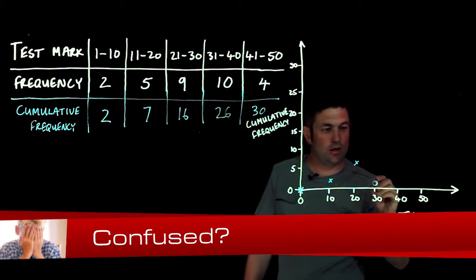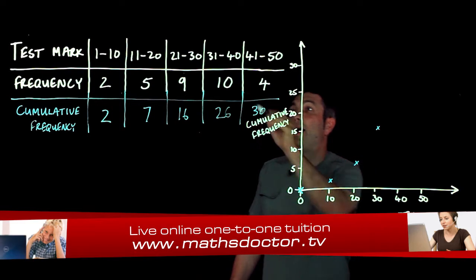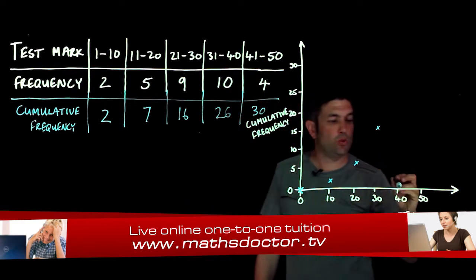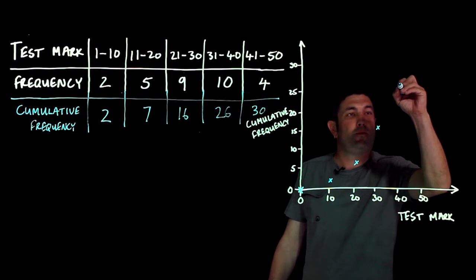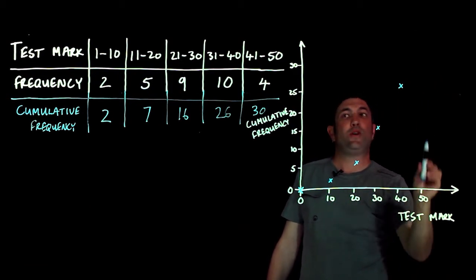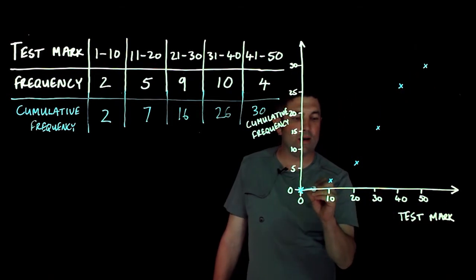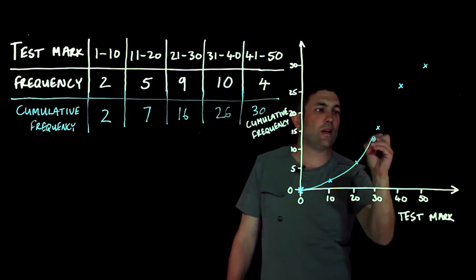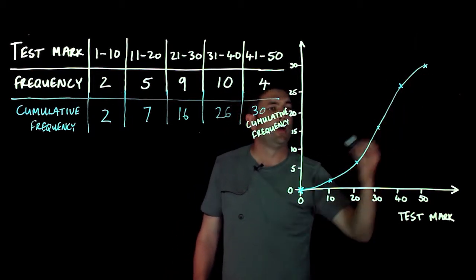30.5 and 16 would be about there. And 40.5 and 26, so just a tiny bit above 40, and 26, there we go. And then up to 50 is the top there, and that's 30. Now, what you tend to find with these sorts of graphs is they're a sort of stretched out S shape. So that's the sort of thing you should be looking at.